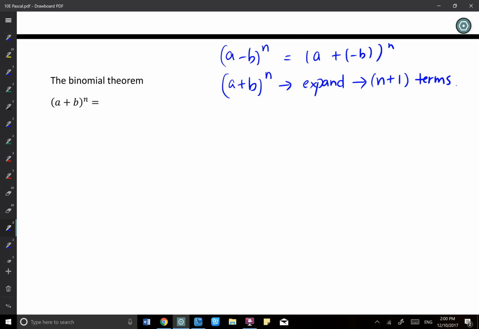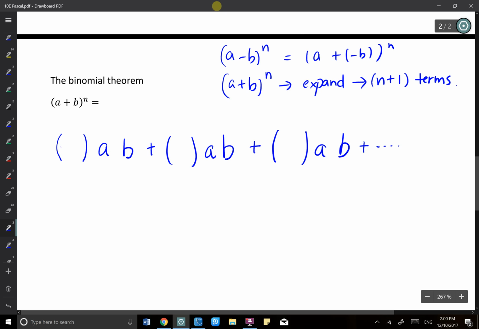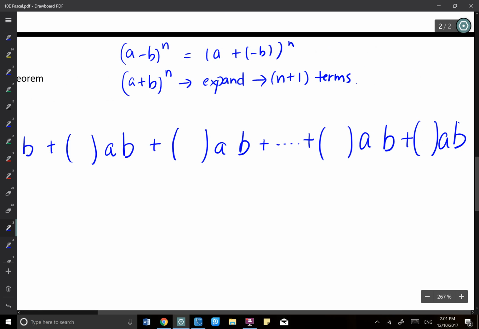So I'm not going to write a lot, but the pattern is, okay, what I want you to write is sum, bracket n and 0, a b, plus bracket n and 1, a b. I'll give some space, okay? I'll do it in one go. Okay, plus dot dot dot plus.